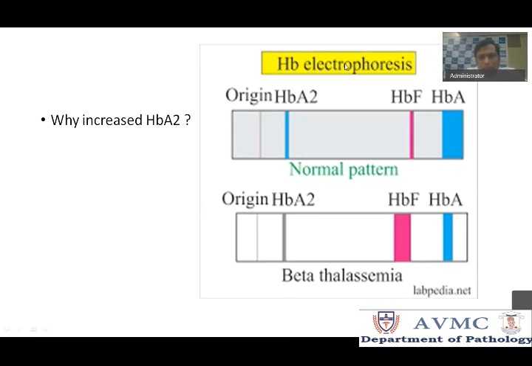So that's a case of beta thalassemia, and this is a normal electrophoresis. You're finding predominantly adult hemoglobin, some fetal hemoglobin and some HbA2. Okay, and this is the electrophoretogram or HB electrophoresis of this patient. Here what happens? HbA is reduced, but you find predominantly HbF. Why fetal hemoglobin? Why is there increased fetal hemoglobin in beta thalassemia?